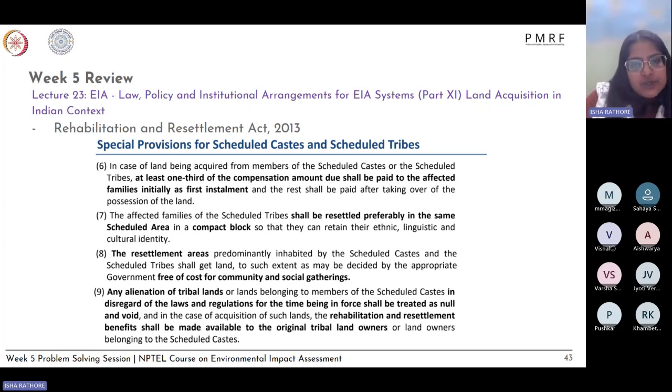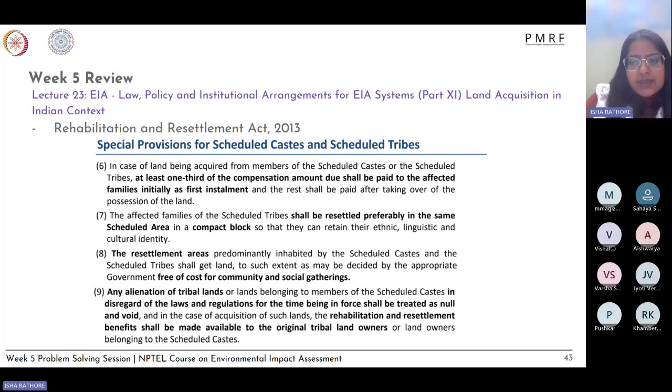Also, the affected families of scheduled tribes shall be resettled, preferably in the same scheduled area in a compact block, so that they can retain their ethnic, linguistic, and cultural identity, such that they are socially not being isolated because of this resettlement. And the resettlement areas predominantly inhabited by the scheduled castes and scheduled tribes shall get land to such extent as may be decided by the appropriate government, free of cost for community and social gatherings, so that they can keep their social networks together and have their transfer of knowledge and things.